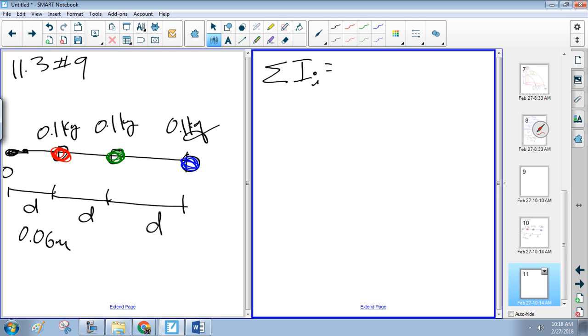Okay? So the rotational inertia of this red one is just going to be, I'm just going to use letters. I don't even know if we need to mess with the numbers. It's just going to be md squared.